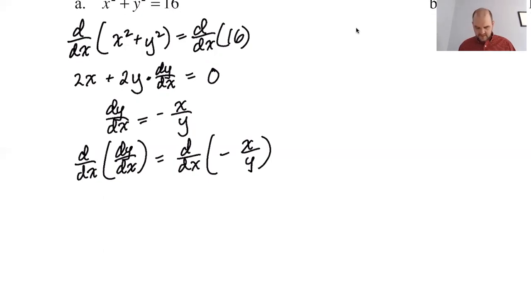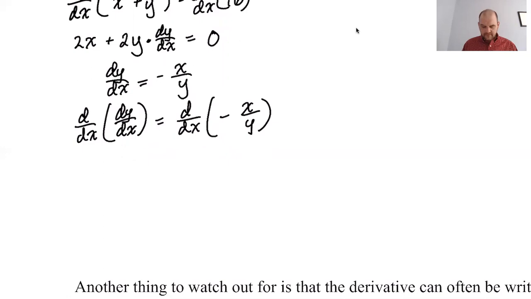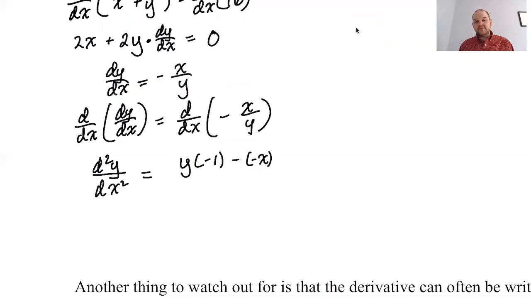Okay, so where do we go with this? It's a quotient, so I'm going to use the quotient rule. On the left-hand side, I just have to know the notation: the second derivative with respect to x. I'm going to put the negative with the numerator. So it's bottom times derivative of the top, which is negative 1, minus the top, which is negative x, times the derivative of the bottom. Sorry, the derivative of y is dy dx. And then all over the bottom squared, so y squared.